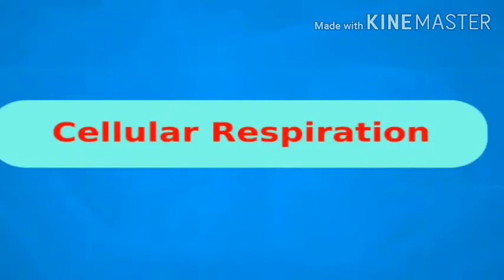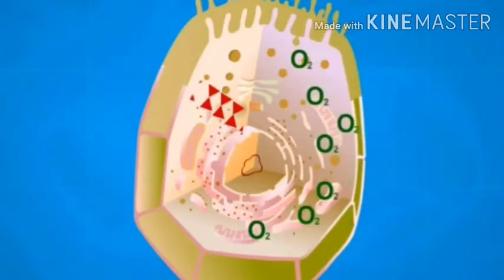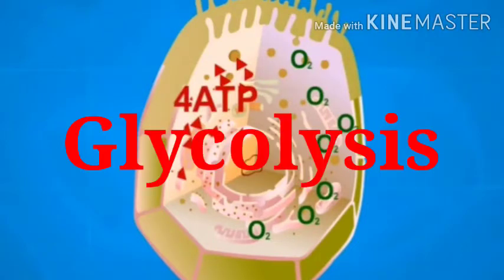I'll repeat once again. Oxygen and glucose are necessary for cellular respiration. They enter the cell through diffusion. Glucose is converted into pyruvic acid in the cytoplasm in the absence of oxygen. 2 pyruvic acid and 4 ATP molecules are formed from 1 glucose molecule. This process is known as glycolysis.